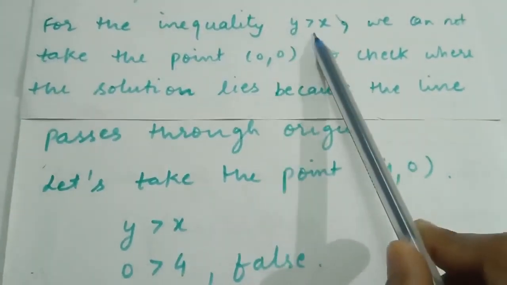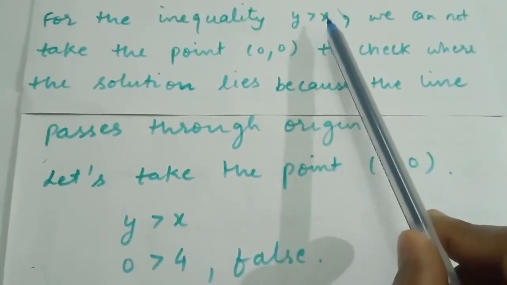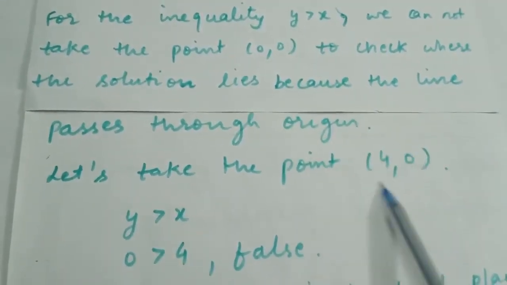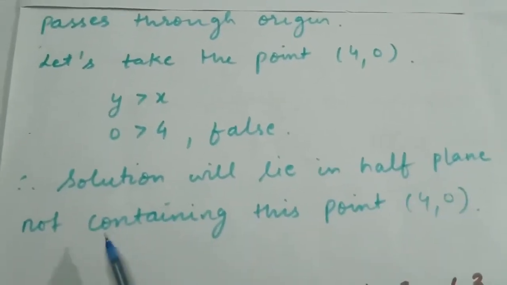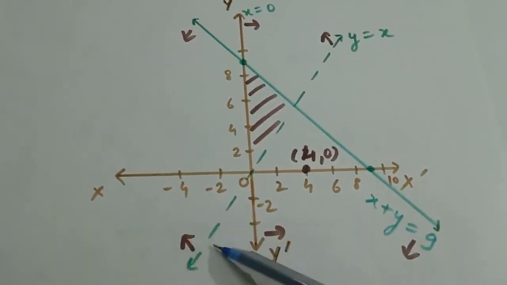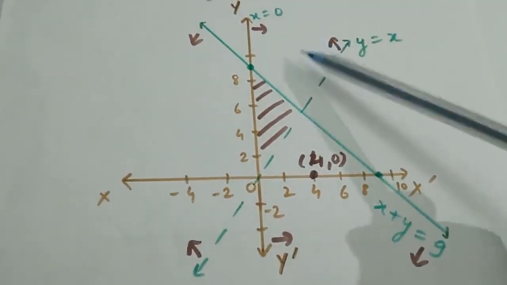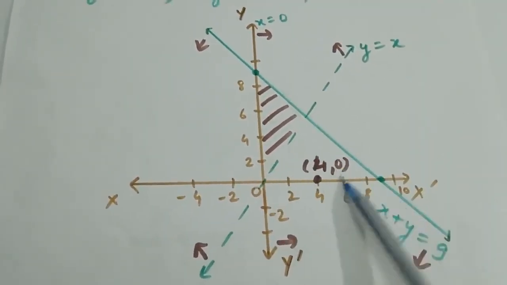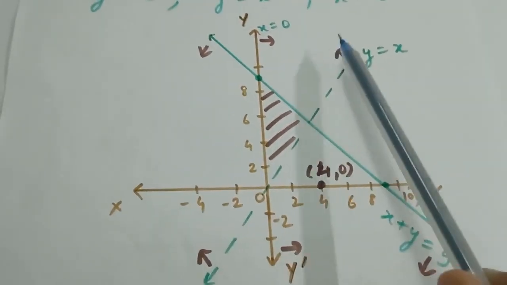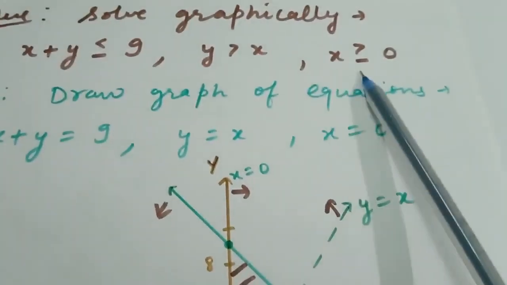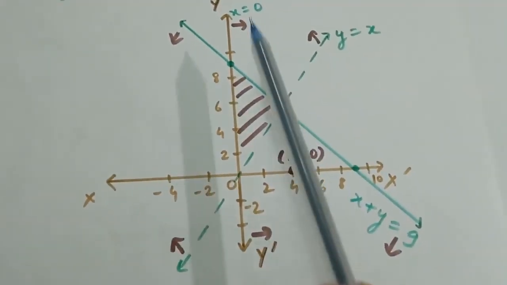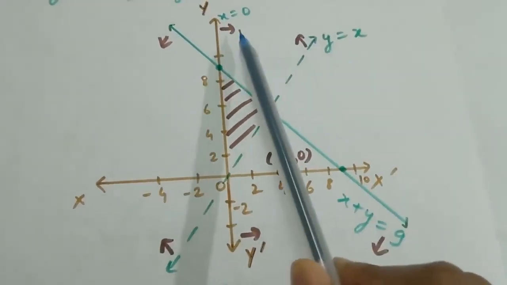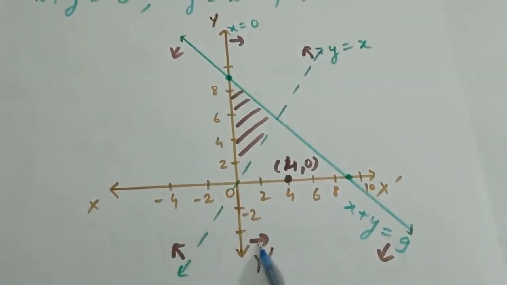Therefore, the solution of this inequality will lie on the half plane where this point is not there, right? So the solution will lie in the half plane not containing the point (4, 0). So the graph of this inequality will lie on this plane, which is not containing the point (4, 0). That is, draw the arrow this side. Next, the third inequality is x greater than or equal to 0, as this is the line of x equal to 0, and we know x increases on this side only. So draw the arrow this side.